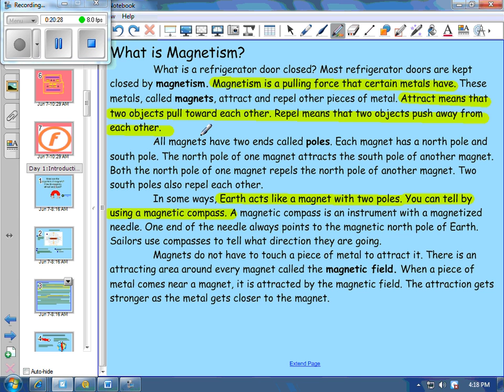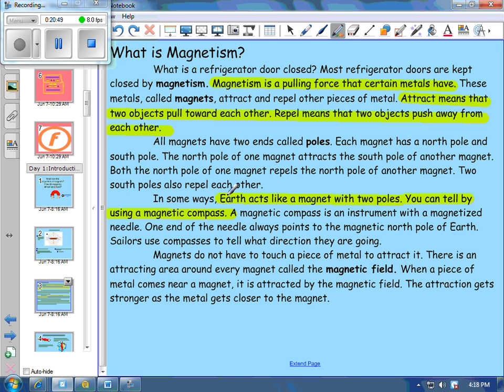All magnets have two ends called poles. Each magnet has a north pole and a south pole. The north pole of one magnet attracts the south pole of another magnet. The north pole of one magnet repels the north pole of another magnet. Two south poles also repel each other.